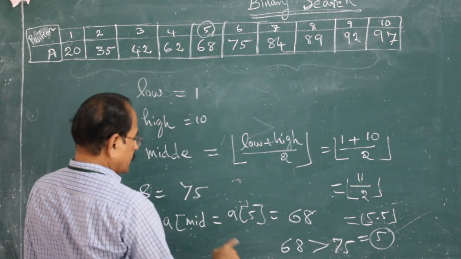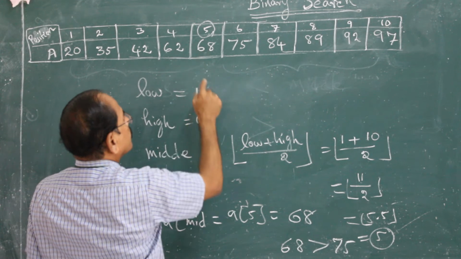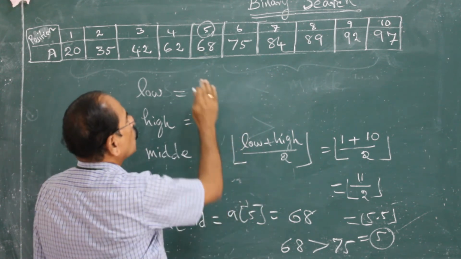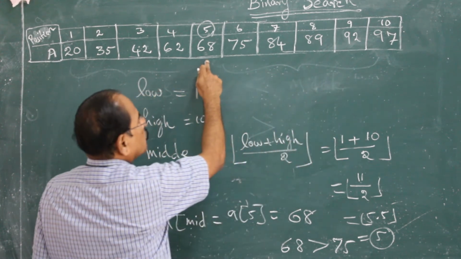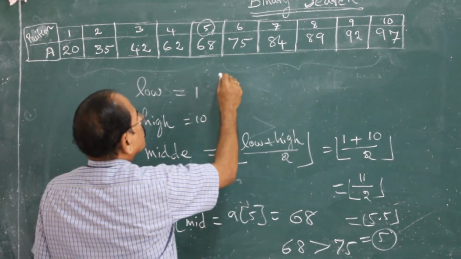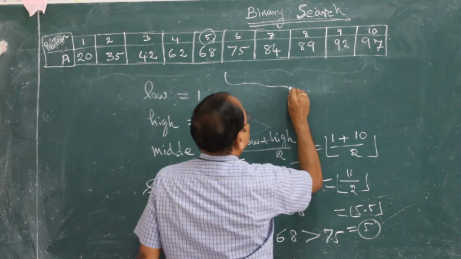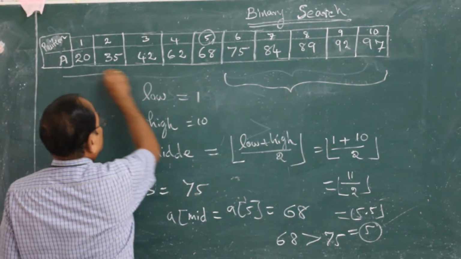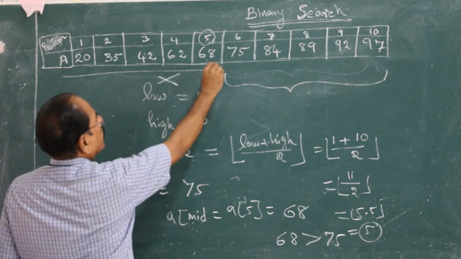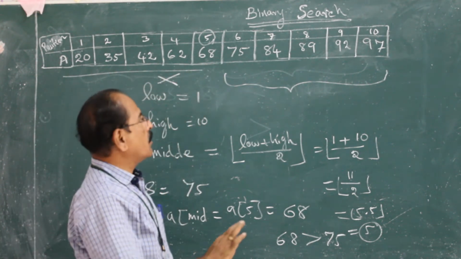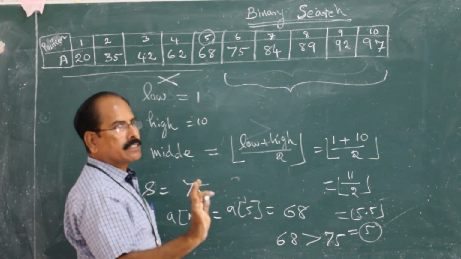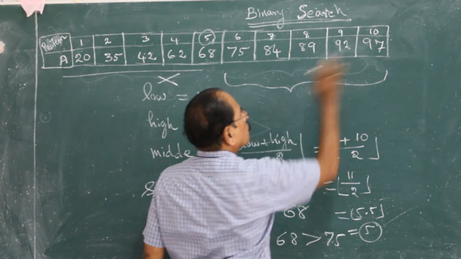So we compare our searching element with 68. It is not matched, not equal. So our searching element will be only on the right-hand side of the mid position. Since our searching element is only in this portion, we can ignore the first portion. Ignore means we need not search further in that portion. It is enough to search for our element only in this portion.